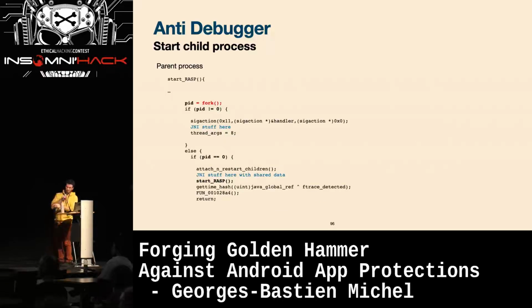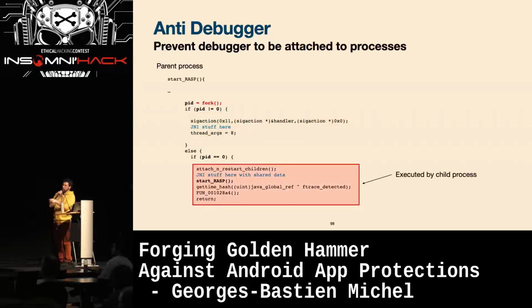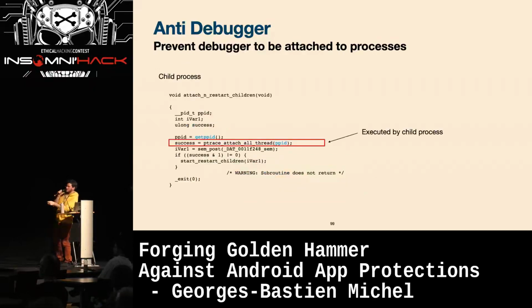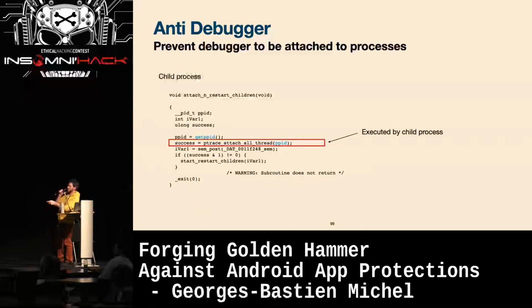And next is how the anti-debugger works in the RASP with a fork and so on. So this part of code performs the fork. That means this part will be executed only by the parent, and this part will be executed by the child process. And in this case, the child process starts by doing a kind of attach.